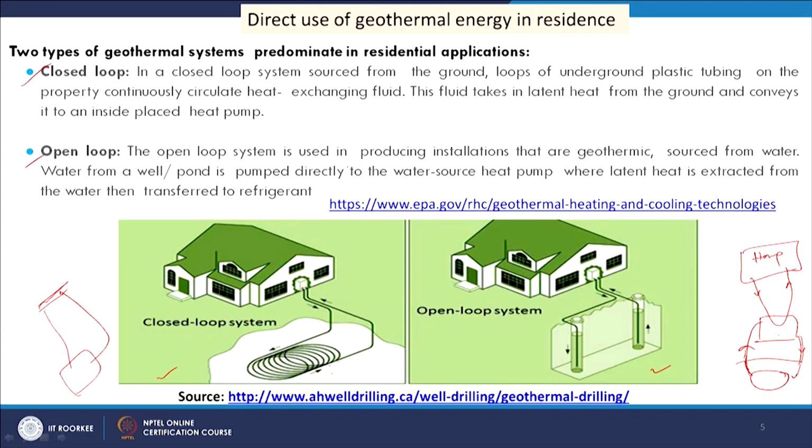The open loop system is used in installations that are geothermal and sourced from water, where water from a well or pond is pumped directly to the water source heat pump, where latent heat is extracted from the water and transferred to the refrigerant. So, what I have explained is mentioned here.